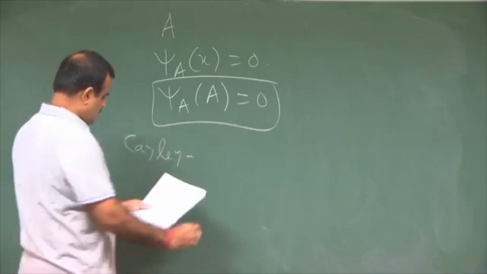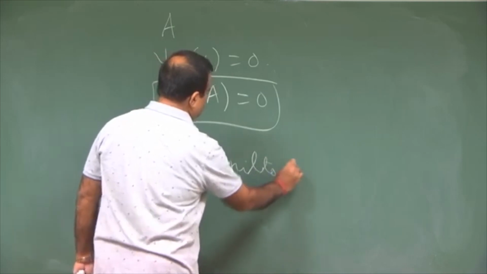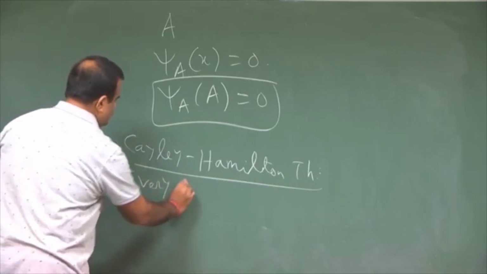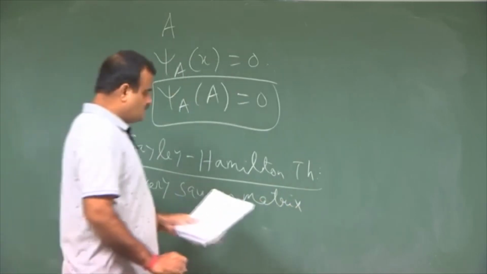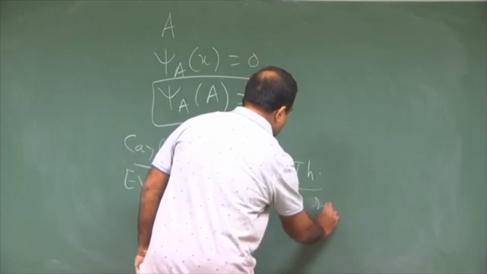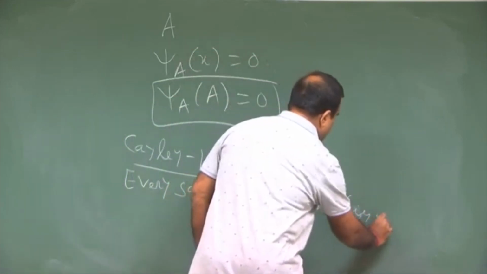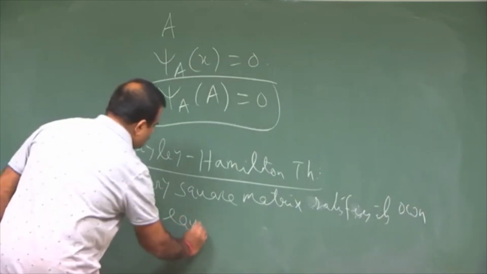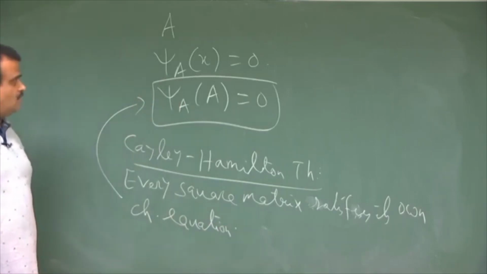C-A-Y-L-E-Y, Cayley-Hamilton theorem. So, what it is telling, every square matrix satisfies its own characteristics equations. So, that means this phi A of A is 0.